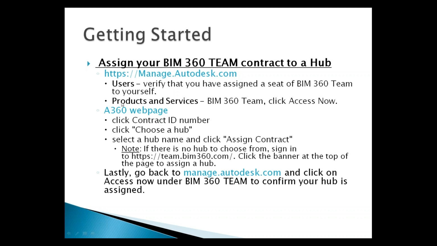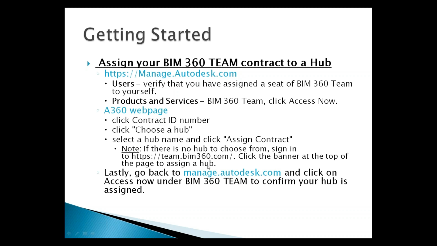Once they've assigned themselves a seat, they would go to the products and services section, and under the BIM 360 Team software, they would go to Access Now. Once you click Access Now, it'll take you over to the A360 webpage. There, you'll see your contract ID number. You want to click on it, and then you'll be able to choose a hub. And then you'll select that hub and assign the contract to that hub. If it doesn't give you that option, then what you have to do is just go to BIM 360 Team and sign in. And when you sign in, there'll be a banner at the top, which will allow you to assign a hub. So these are the first steps.